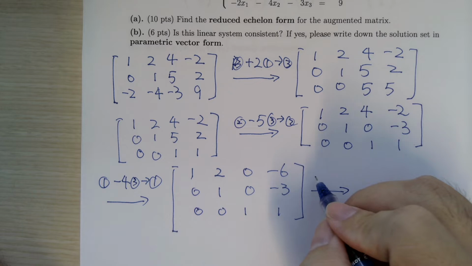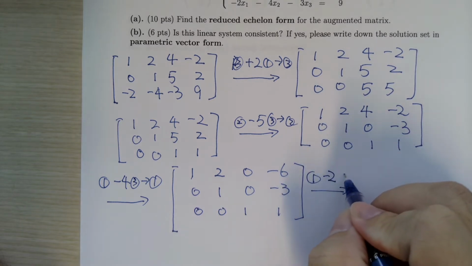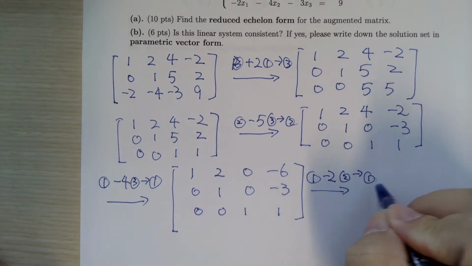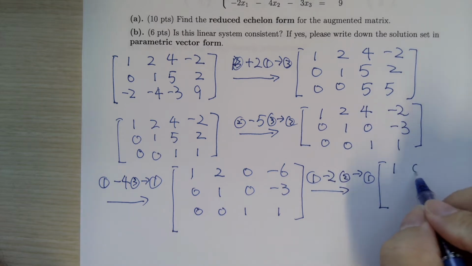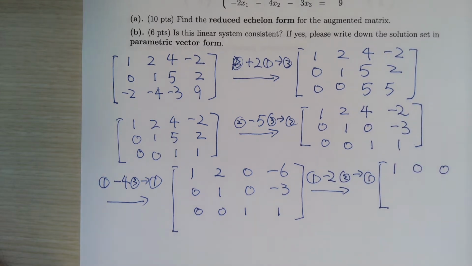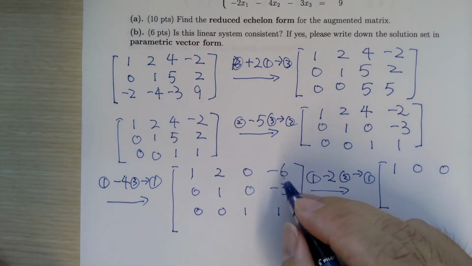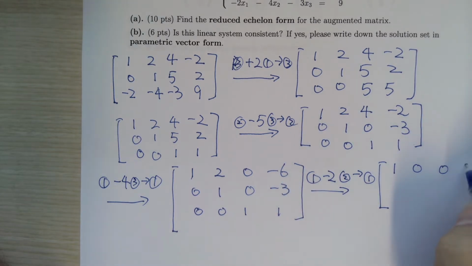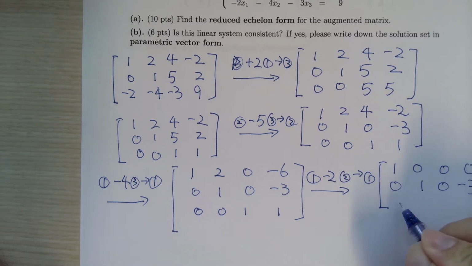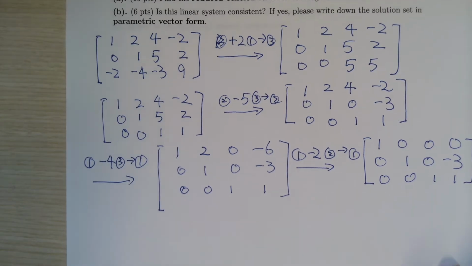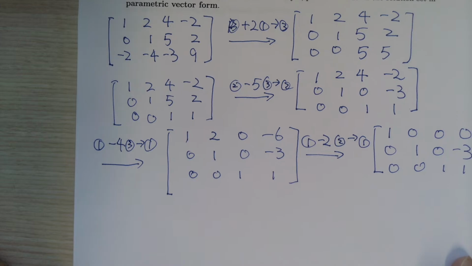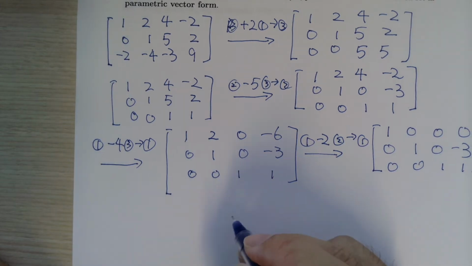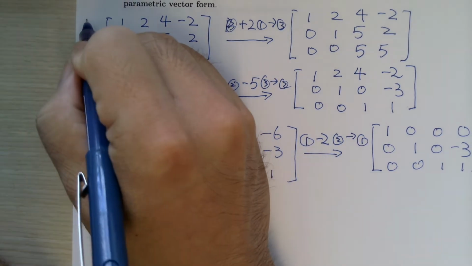And you can use row 1 minus 2 times row 2 as the new row 1. So it's 1, 0, 0. This part is negative 6 minus negative 6, so 0. Then 0, 1, 0, negative 3, 0, 0, 1, 1. So this is the reduced echelon form. So this is part A.